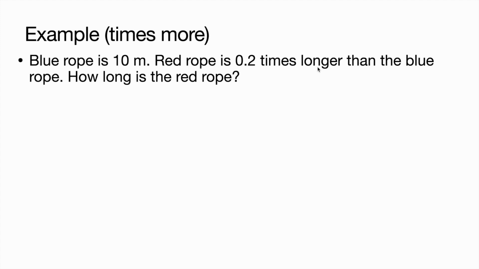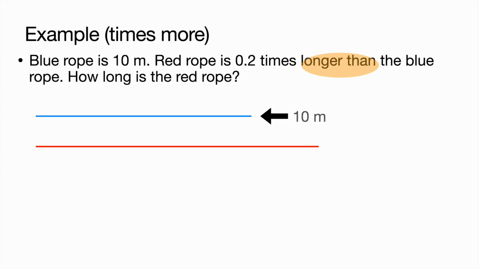So we can draw a very similar picture. First, the blue rope is 10 meters. For the red rope, we know that it's longer than the blue rope, so we draw a longer line here. And we also know that it's 0.2 times longer than that. So if we draw a vertical line like this to cut the red rope, we know that the right part here will show where the red rope is longer than the blue rope. And here we know this right part is 0.2 times the length of the blue rope, which is 10.